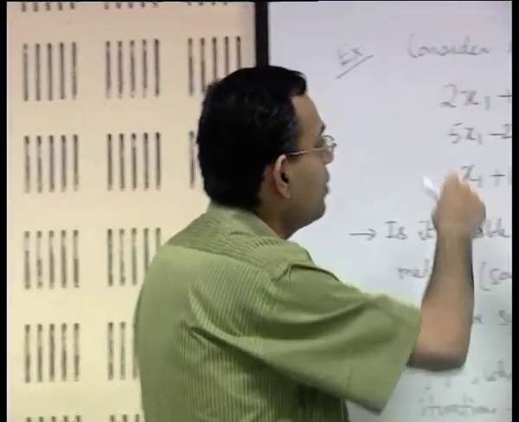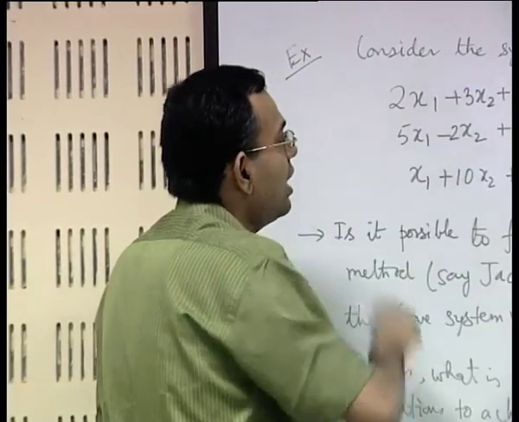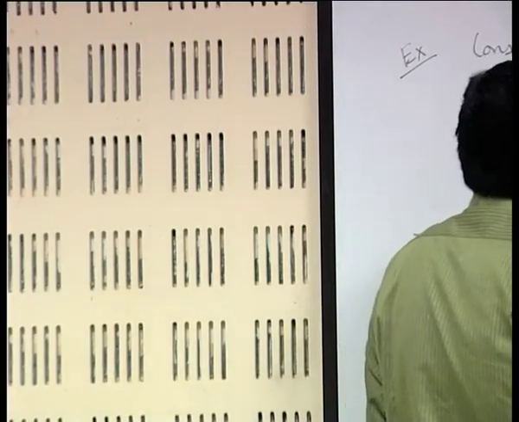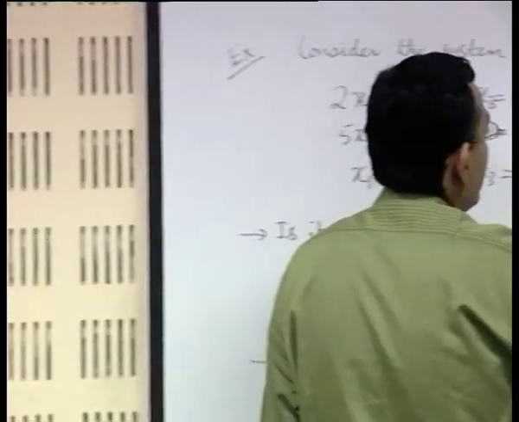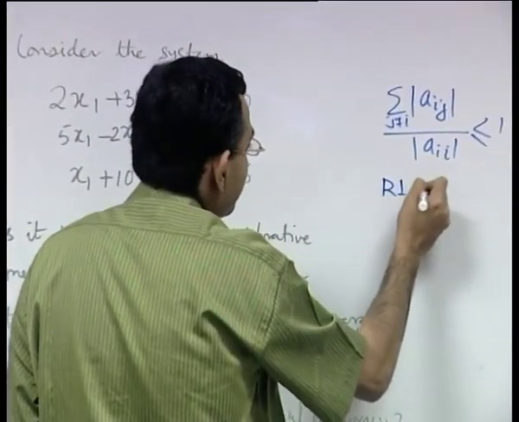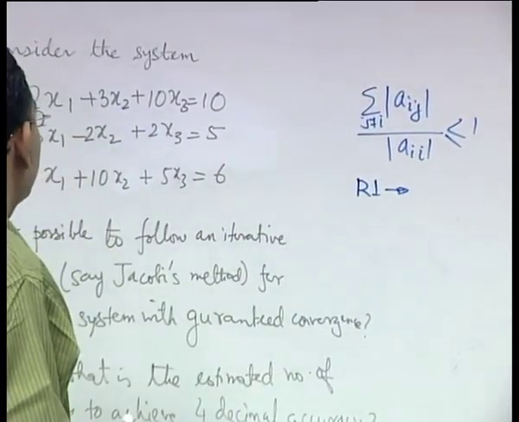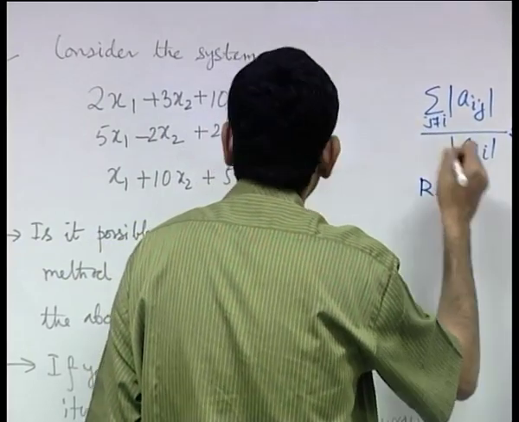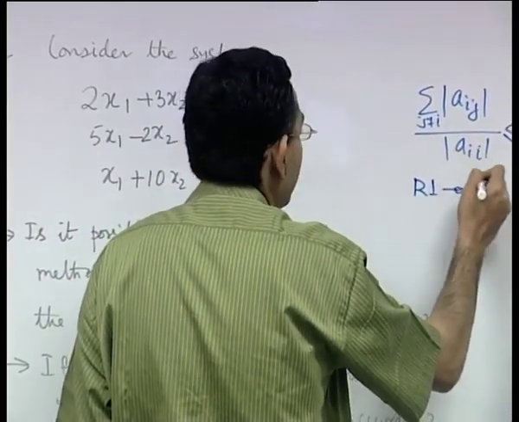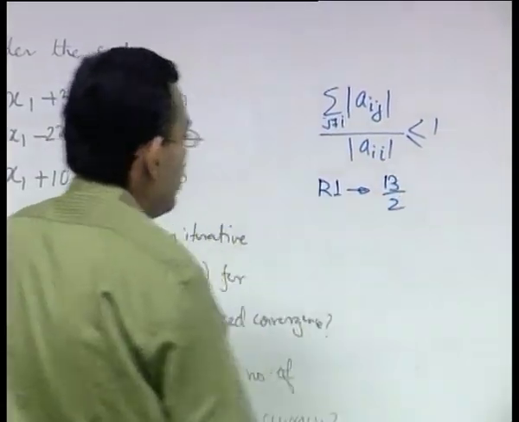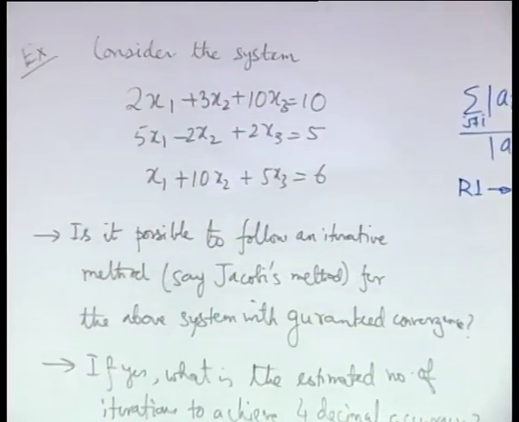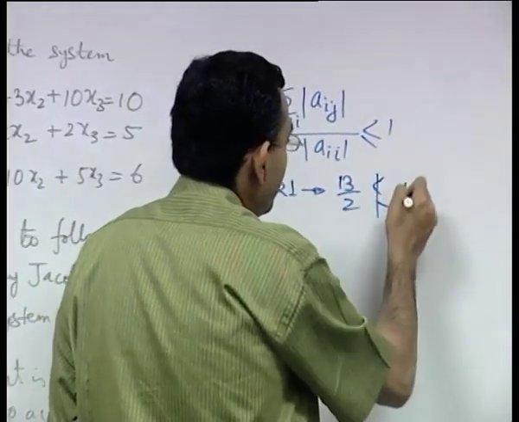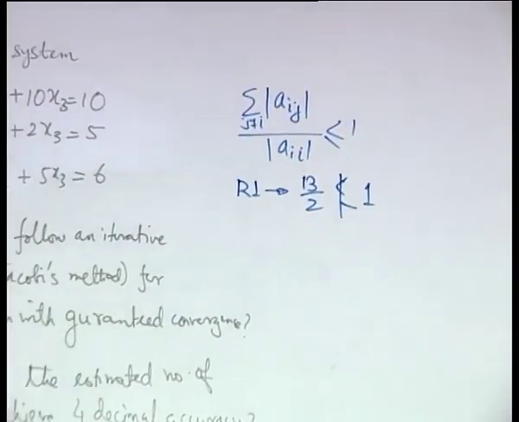So, let us try to figure out what the situation is here. For the first row, what is the case? The sum of the off diagonal terms is 2 plus 3 plus 10, that is 13, and the diagonal term is 2. So, straight away this does not satisfy the sufficient condition for convergence.